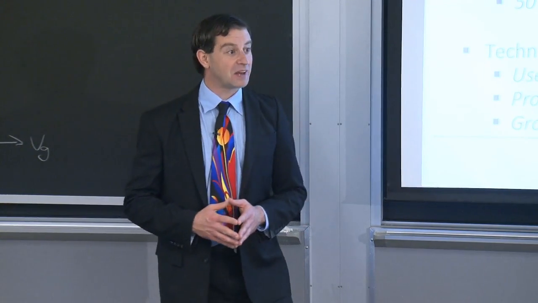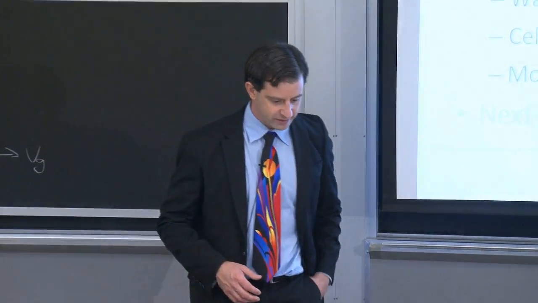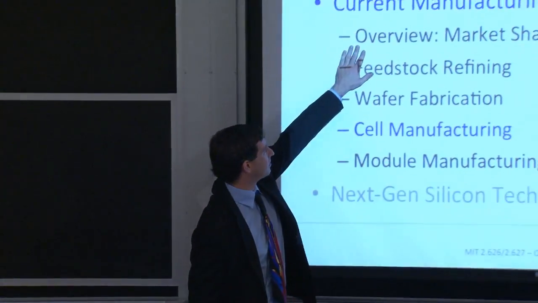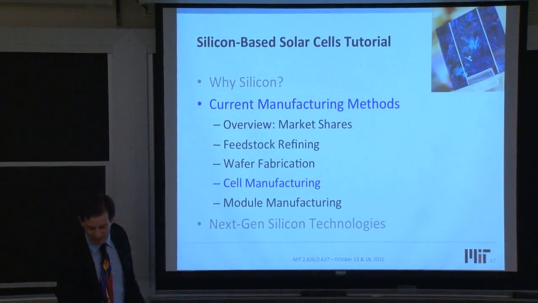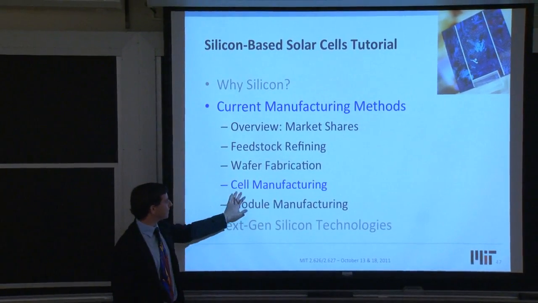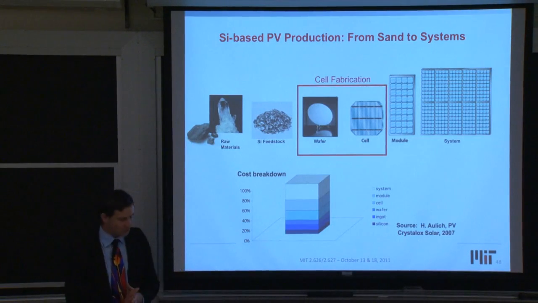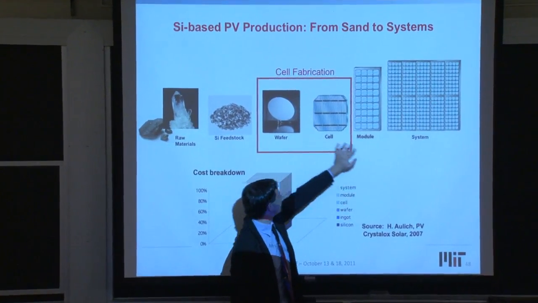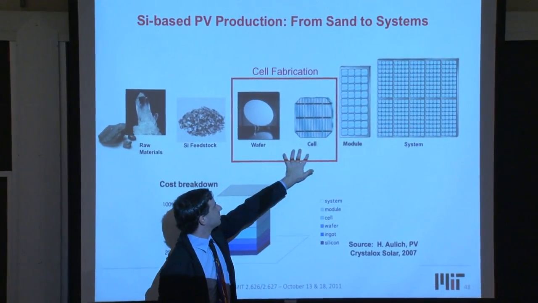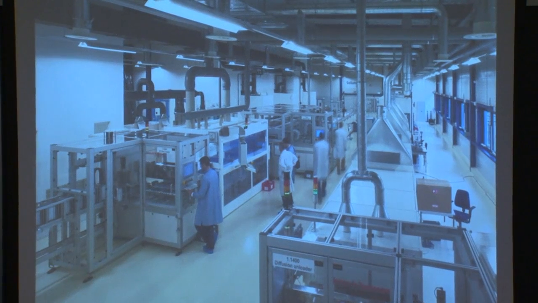OK. Let's hop forward into cells and devices. We've talked about the market shares of different technologies, feedstock refining, wafer fabrication, how we make these wonderful different pieces of silicon. Now we're going to talk about going from a wafer into a solar cell device. Just to situate ourselves: raw materials, silicon feedstock, and the module in the system over here. In the middle, we have the wafer to the cell, and this is the portion of discussion forthwith.